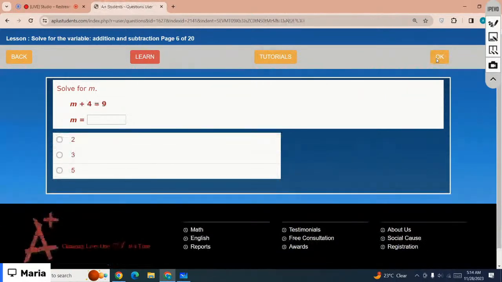m plus 4 equals 9, which is the correct option. You have to subtract 4 from both sides, right? Because you need to isolate the variable m. So when you subtract 4 from both sides, 9 minus 4 is 5. The correct option is 5.